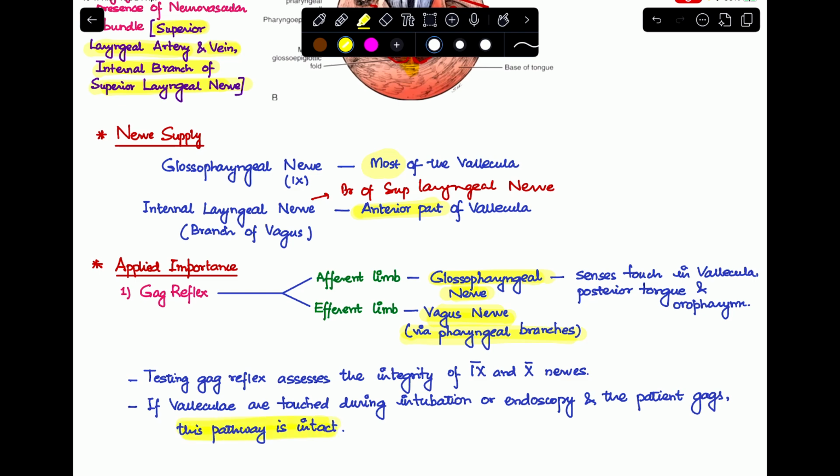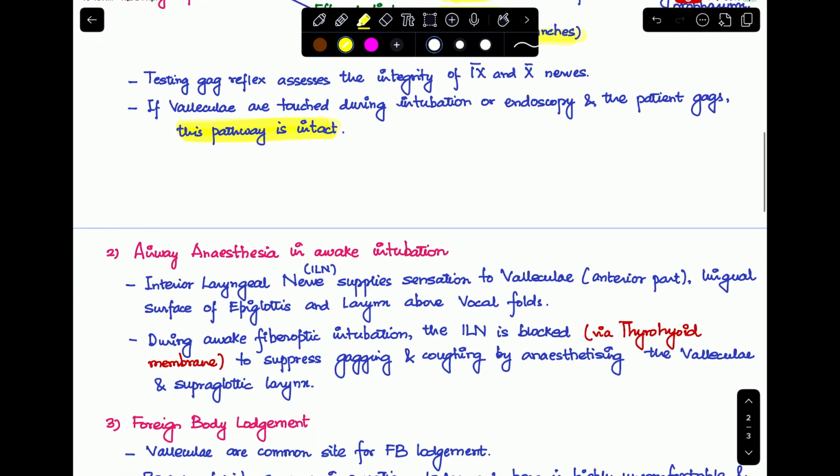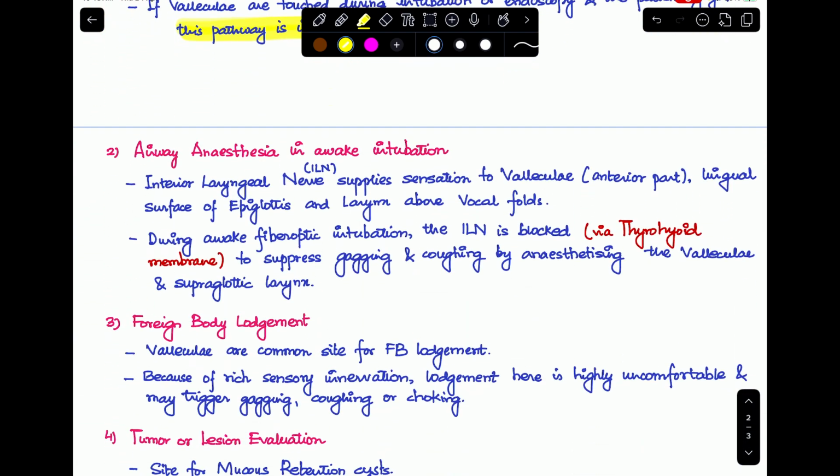When the patient ends up gagging, it tells you that this pathway of the gag reflex by the 9th and the 10th cranial nerves is intact. That's the first point. Next, move on to the second one: airway anesthesia and awake intubation. Now we know that the internal laryngeal nerve supplies sensation to the anterior part of the vallecula, the lingual surface of the epiglottis, and the larynx above the vocal folds.